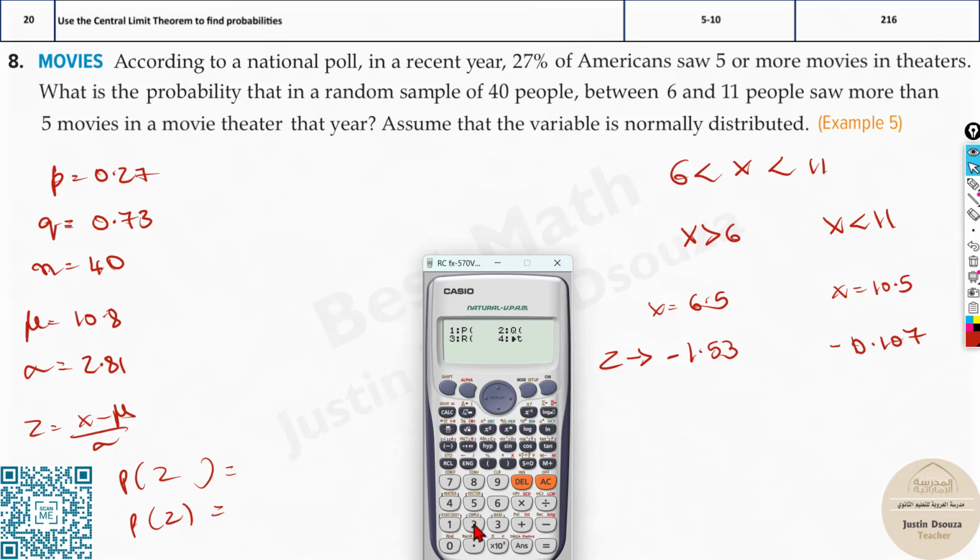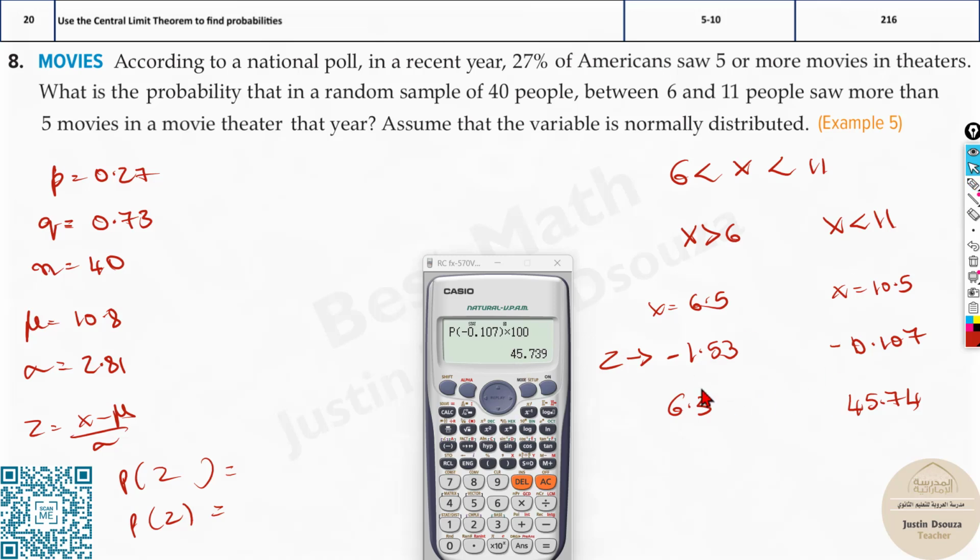Okay, shift 1, 5, and 1 over here, minus 1.53. Multiply, I'll write in percent directly. It's 6.3% here. So I'll write it as 6.3. And what about the next one? All I need to do is change this value here to 0.107. Negative sign is already there. And it's 45.74.